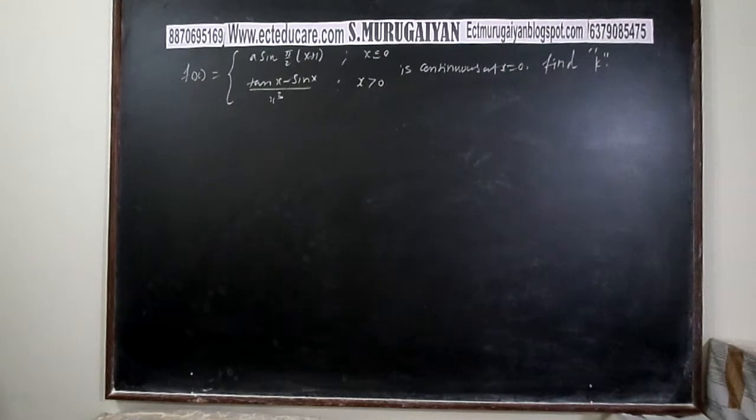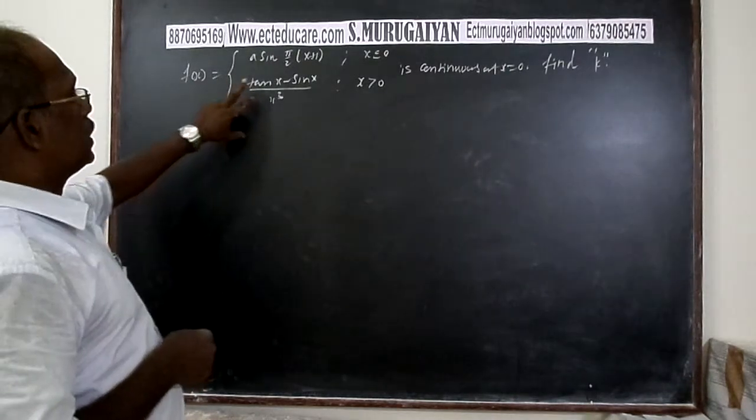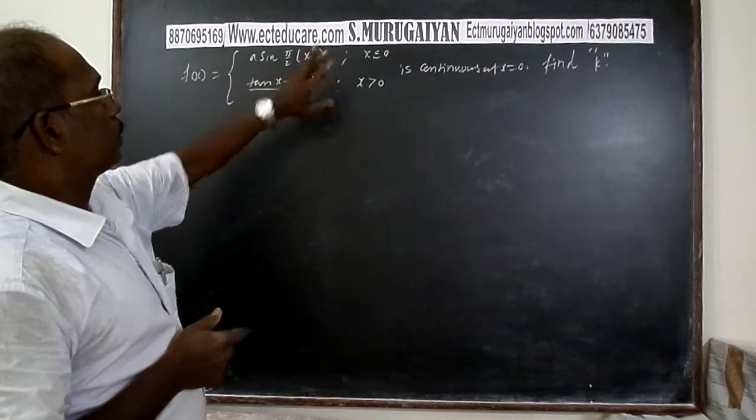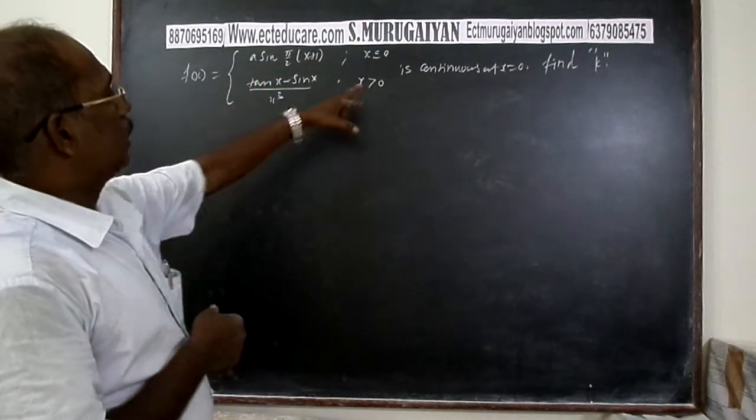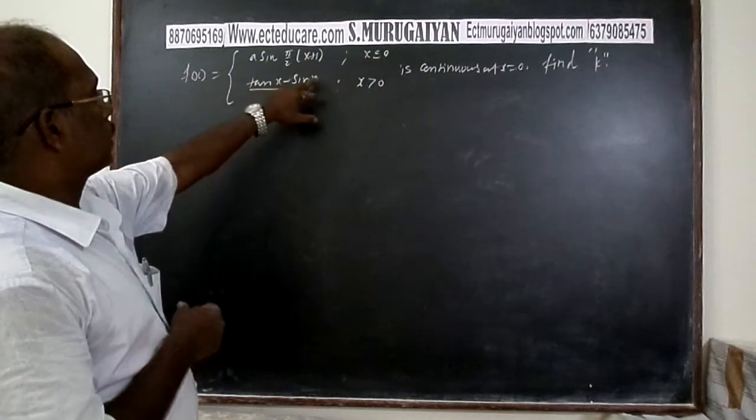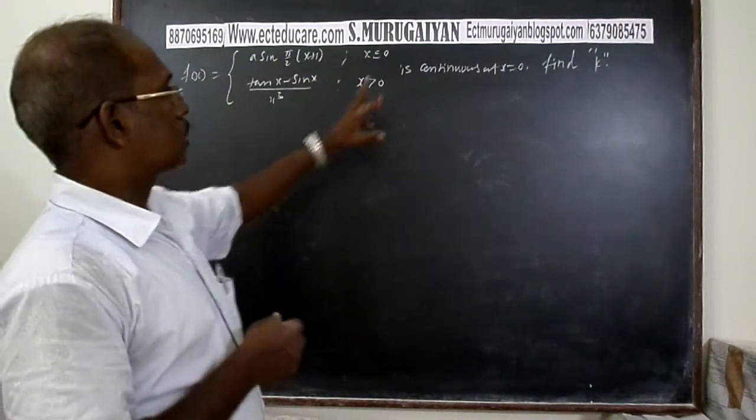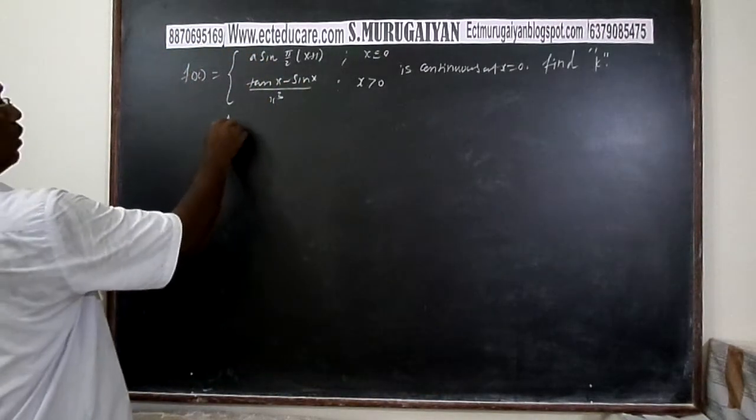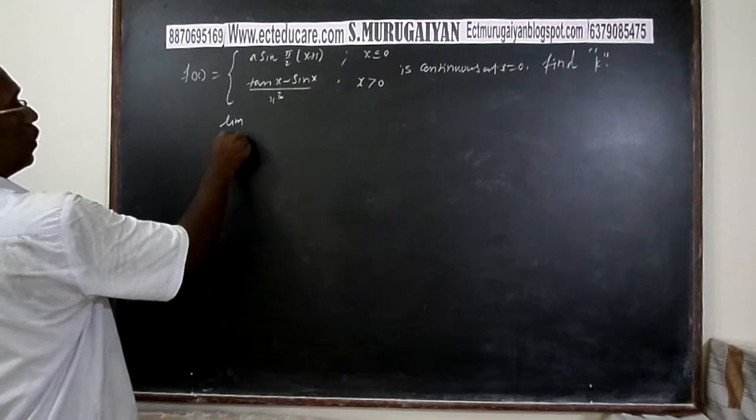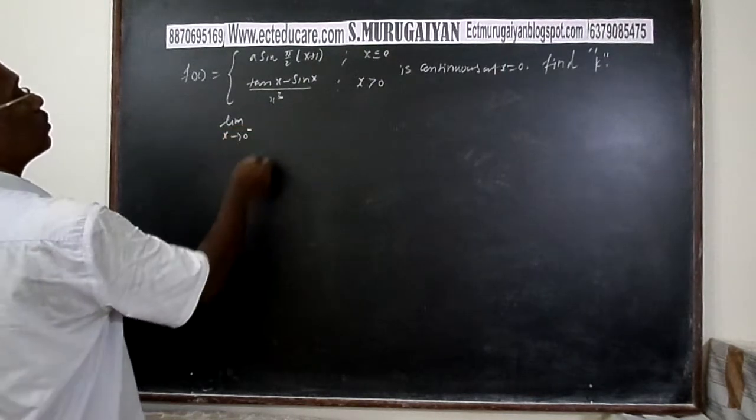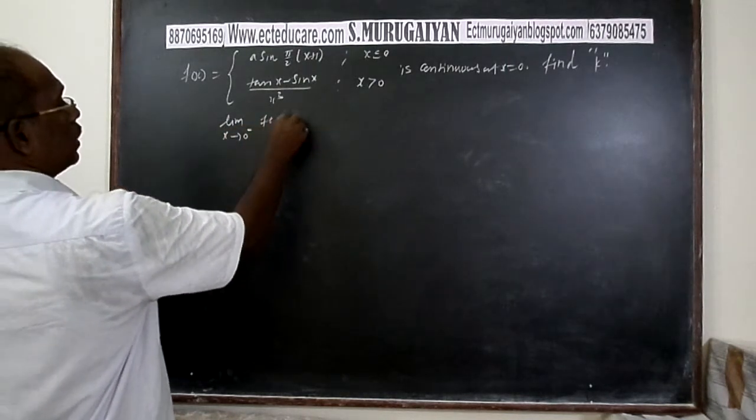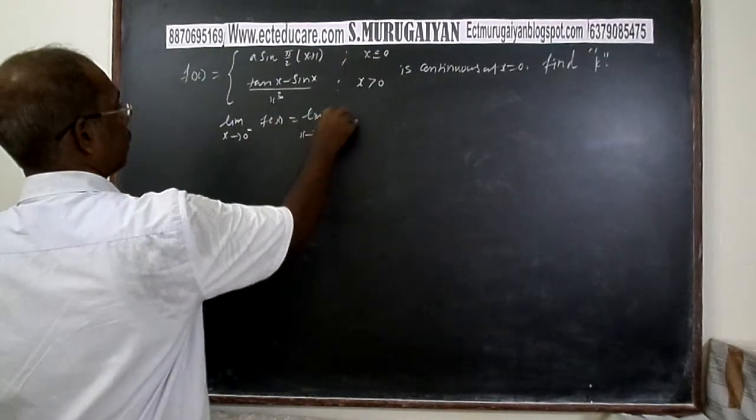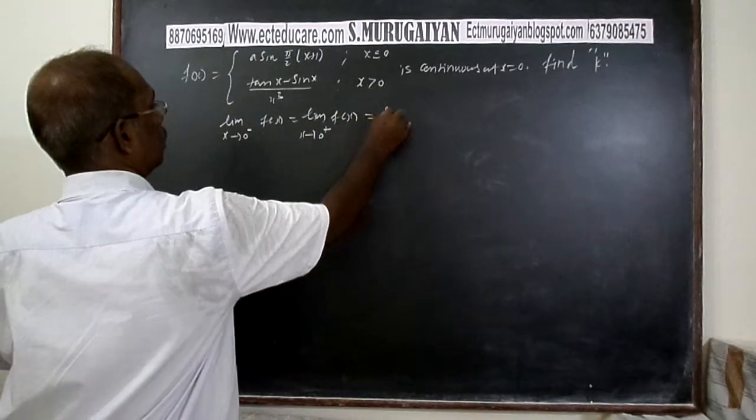The next question: f of x with two branches, for x less than or equal to 0, a sin of (pi by 2)(x plus 1), and for x greater than 0, (tan x minus sin x) by x cube. If f is continuous at x equal to 0, then find the value of a. Then the limit as x approaches 0 from the left side of f of x and the limit as x approaches 0 from the right side must be equal to f of 0.